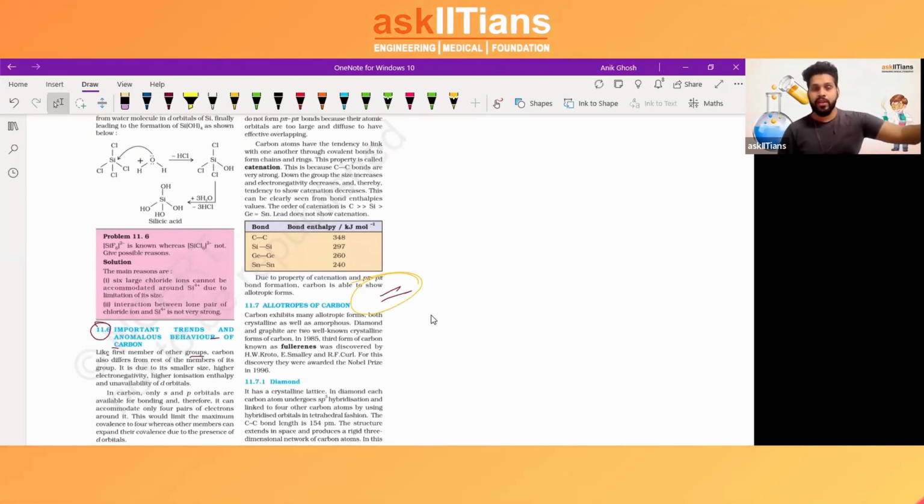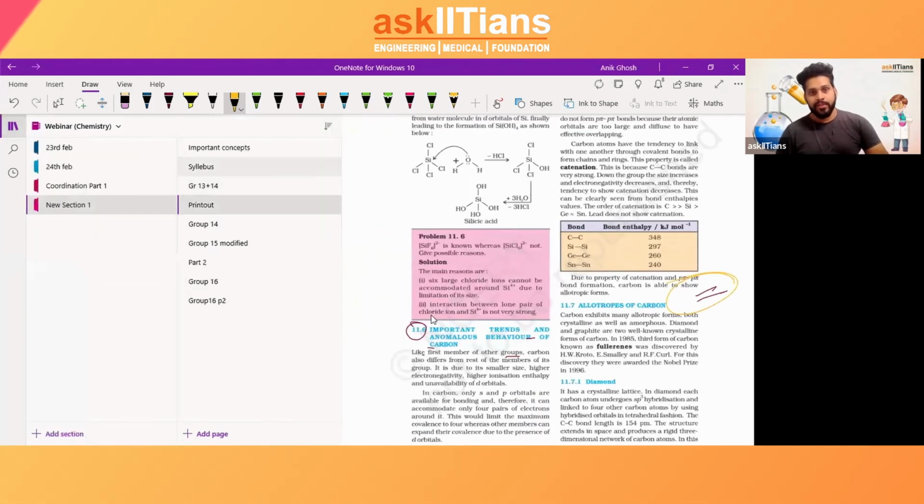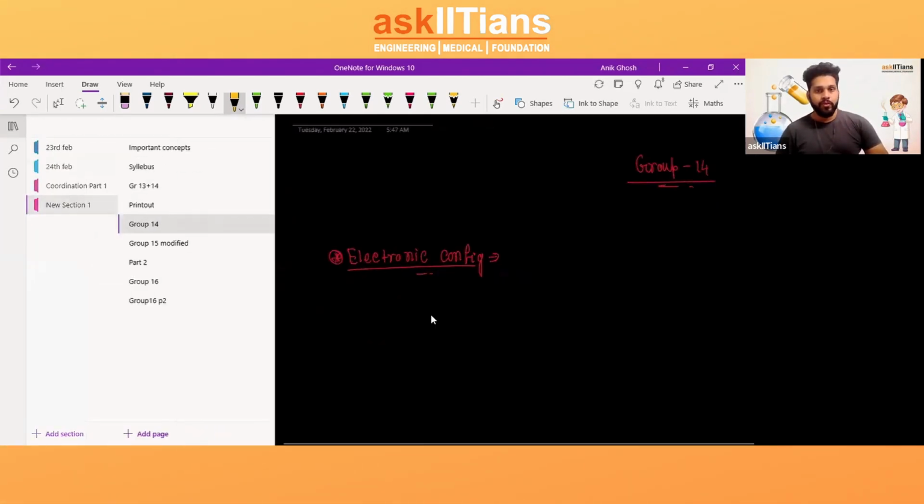After that, guys, we are going to keep on going. We are going to learn the allotropes of carbon and the rest of the part as well for the students who are there in JEE Advanced. All right, so let's get started for group 14.